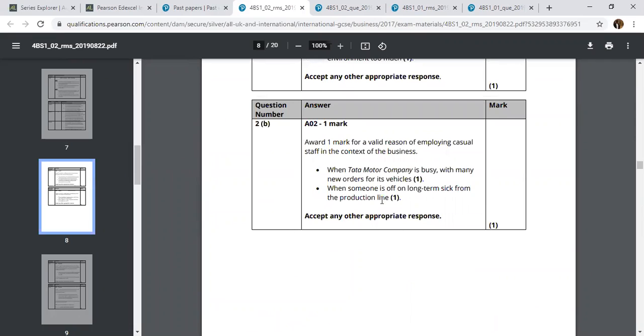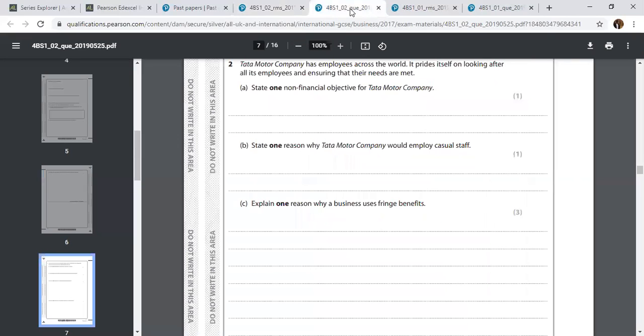Valid reason why casual staff are employed: when Tata Motor Company is busy with many new orders of its vehicles, as I told you. When a big order comes with new vehicles, we have to employ casual staff. Or when someone is off on long-term sick from the production line, we have to employ casual staff. This kind of question is there.